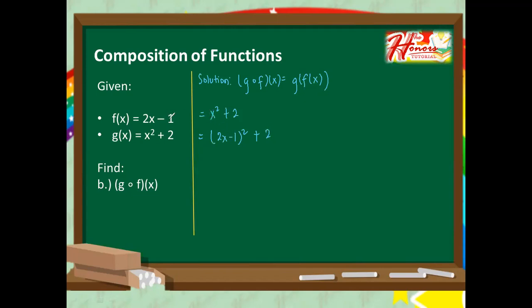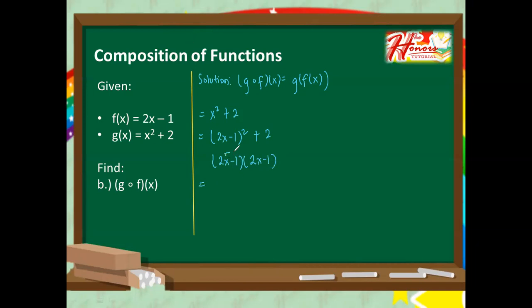And then after that, what we are going to do is to simplify the quantity of 2x minus 1 squared. How are we going to do that? We can use the FOIL method. So if you are going to use the FOIL method, make sure that you already expand the quantity of 2x minus 1 squared. So that is the quantity of 2x minus 1 times the quantity of 2x minus 1.